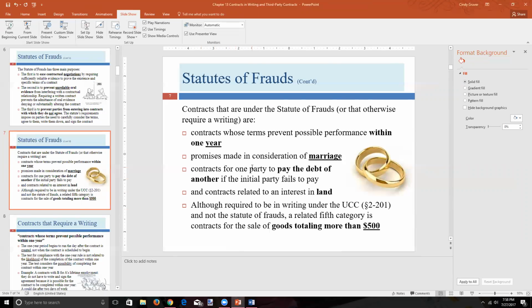Then we have contracts for one party to pay the debt of another if the initial party fails to pay. You've probably heard this described as co-signing for a loan. Imagine that you've got a loopy cousin named Bob. Bob's a nice guy, you like him, but he's not so good about holding down a job or, frankly, paying his bills. And so he needs a new car, or maybe a used car, but a car that's new to him, let's put it that way. And he goes down to the used car dealer. The used car dealer checks his credit and goes, Bob, I don't really see us giving you this car because you're not going to pay us for it.